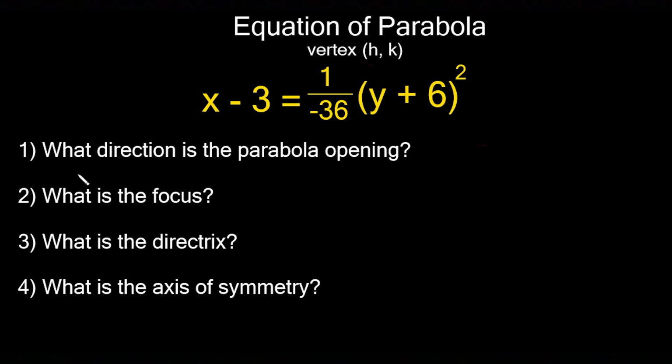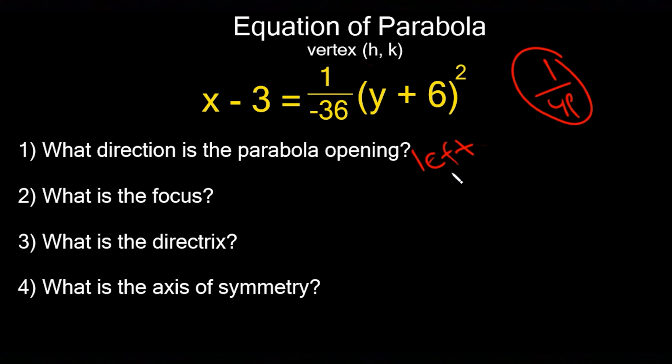So I don't know yet what direction it's going, but if I look at this value right here, this negative 36, okay, remember, part of your template is 1 over 4p. And if this value ends up being negative, we know that that's going to be opening to the left if we're dealing with a horizontal parabola. So this one is opening to the left, okay? That's what that negative is indicating.